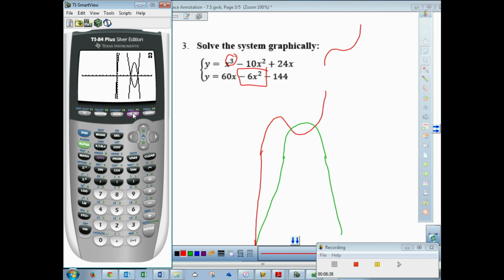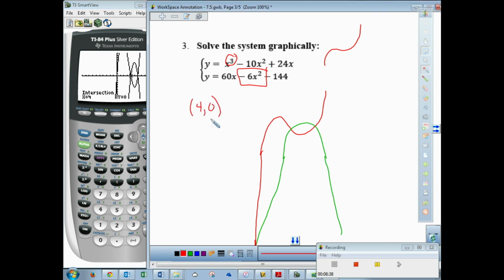Second, calculate. We want to find an intersection. So the first curve, the second curve, you can just hit enter. Then you got to guess. You got to put your cursor close to somewhere where you feel that is. So see my cursor? It's in the neighborhood, I guess. 4, 0. All right, so there's 4, 0.